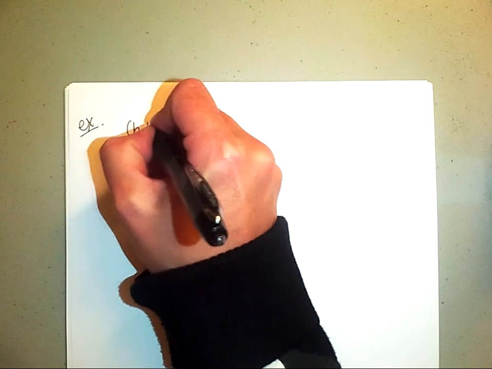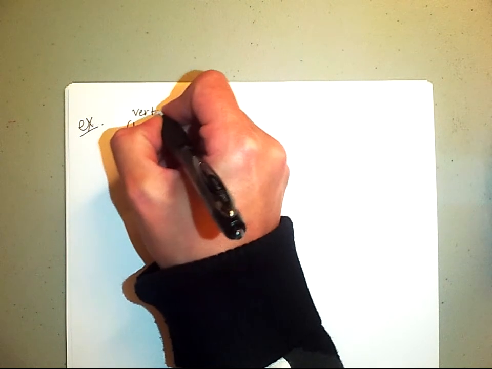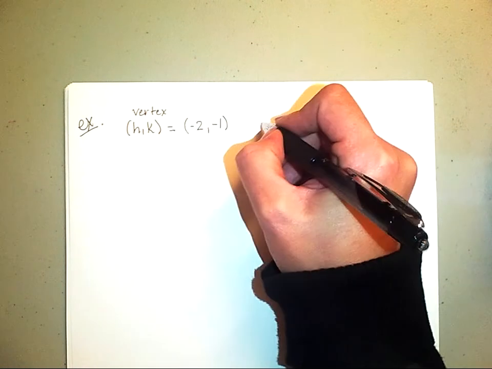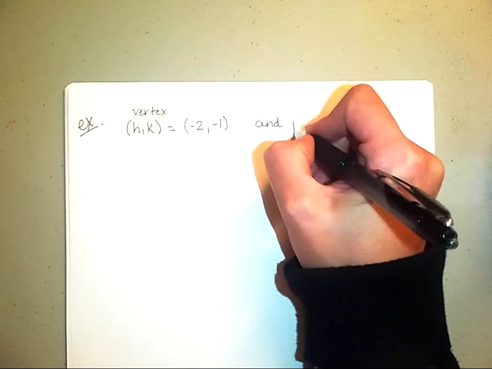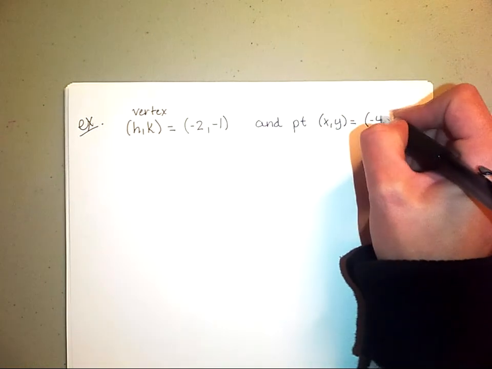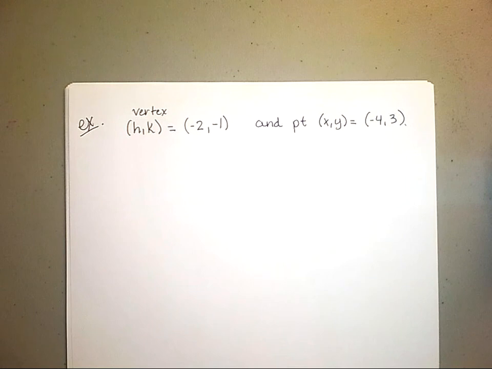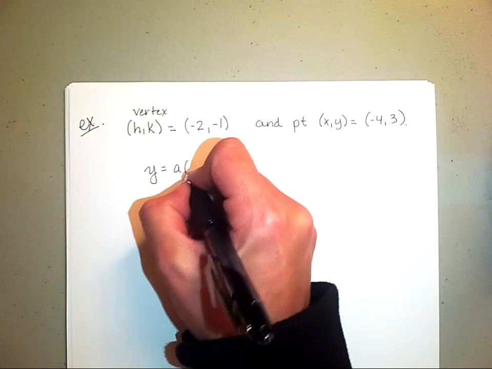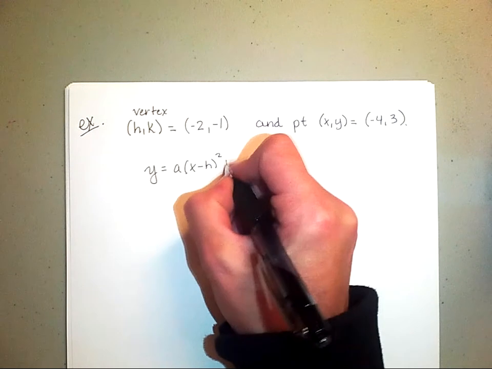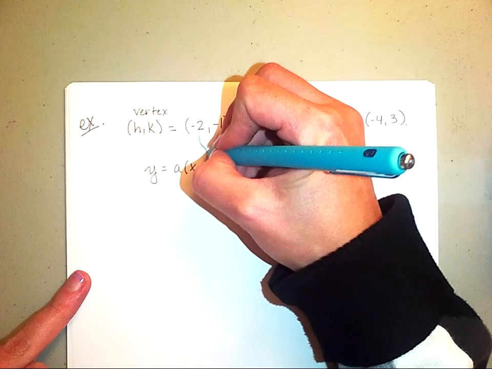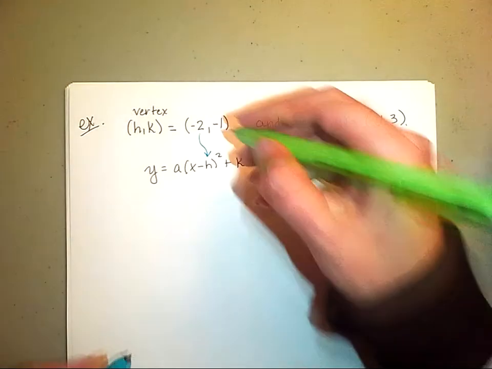Okay. So if we're told that h and k, the vertex, occurs at -2, -1, and then we're given any point, just any old point x comma y, to -4, 3. Okay. We can do the same thing. Okay. So we know that y must be equal to a times x minus h squared plus k. Okay. So let's put these things in. This is going to be h, okay, and this one's going to be k.